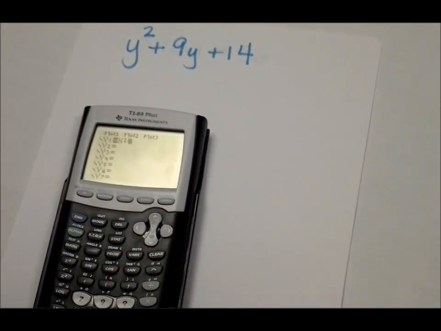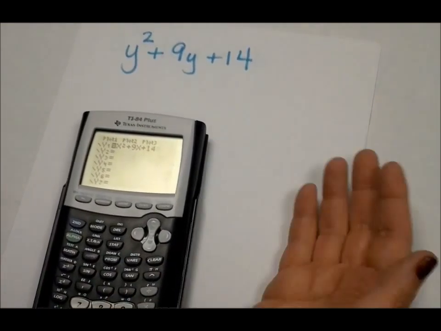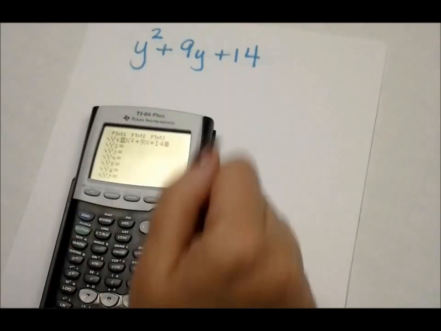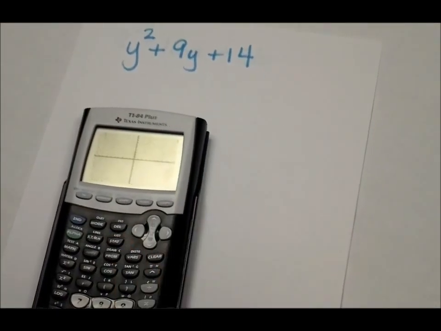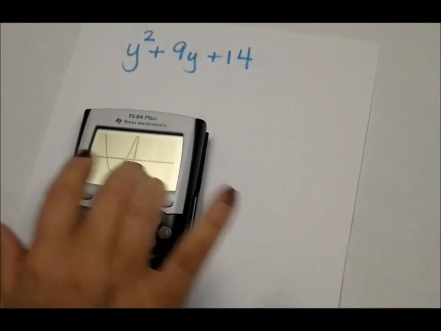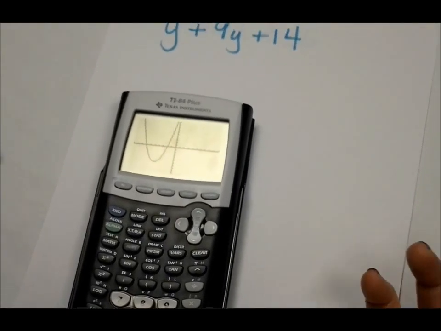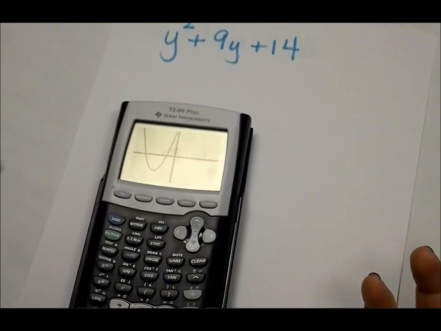So I have x squared plus 9x plus 14, and mathematically it does the same thing as if I put a y or an x there. And I'm going to hit graph. When I look at my graph, I can see that it has two roots visible to me. It looks like they're going through nice numbers, so I'm wondering what those numbers are.